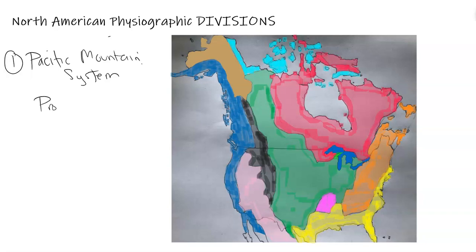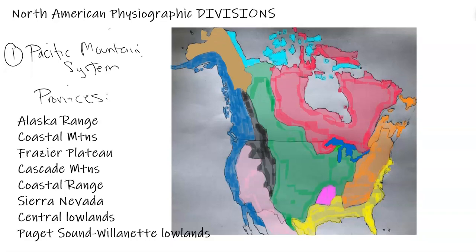So they include the Alaska Range, the Coastal Mountains, Fraser Plateau, which are both in Alaska up here, Cascade Mountains, the Coastal Range, the Sierra Nevada Mountain Range, the Central Lowlands, and up here in Washington is the Puget Sound, Willamette Lowlands as well. So you've got a real range of different landforms just in this one division, which is the Pacific Mountain System.